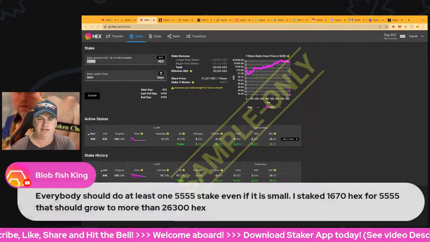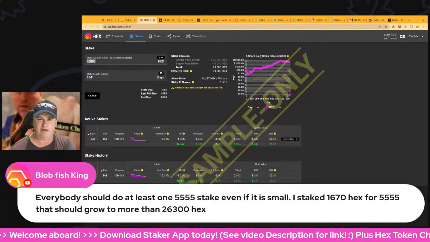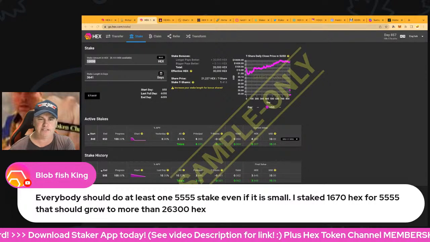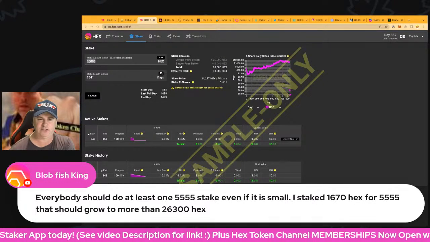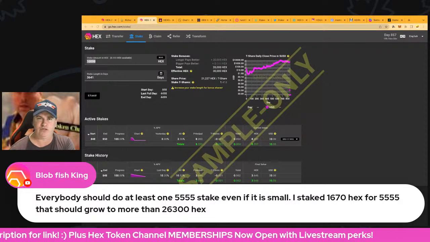Stay tuned. Yeah. Blobfish Kings in the house: everybody should do at least one 5 stake, even if it's small. I stake 670 hex for 555. That should grow to more than 26,300 hex. That's true, blobfish. Even doing a small stake out, 10 years, 15 years is pretty cool.